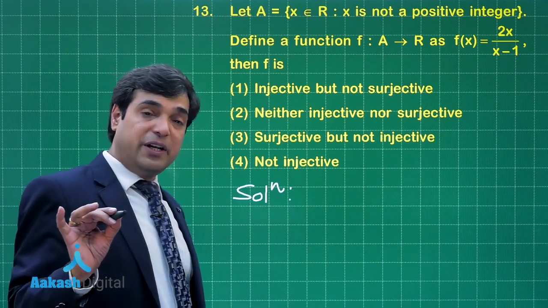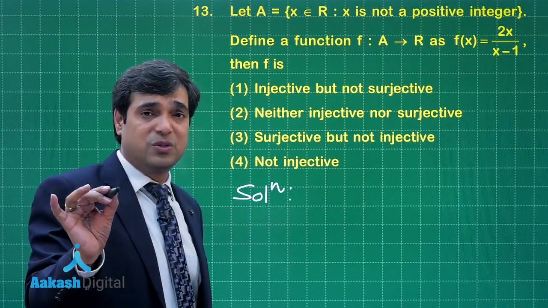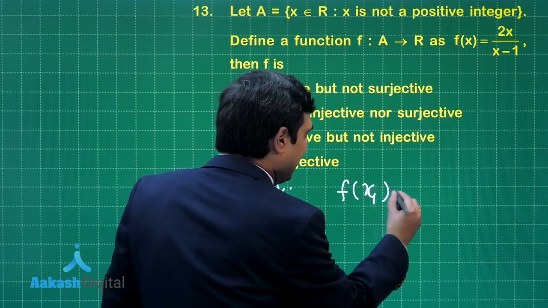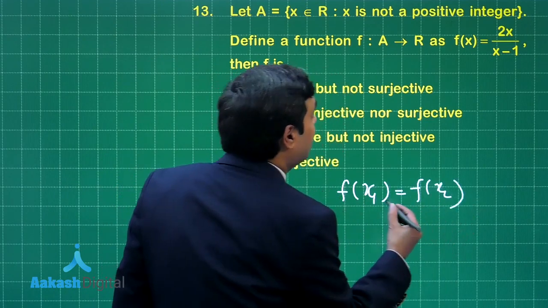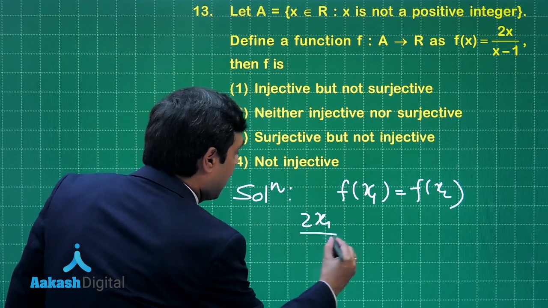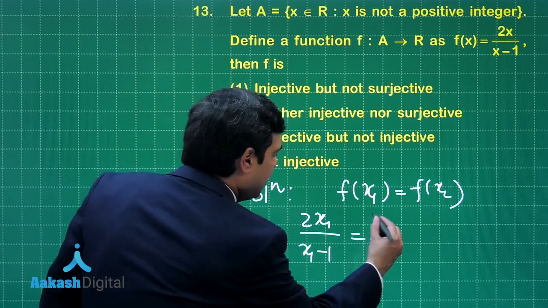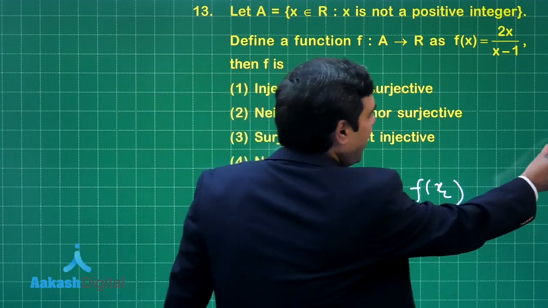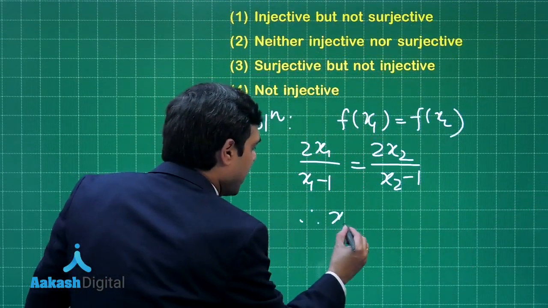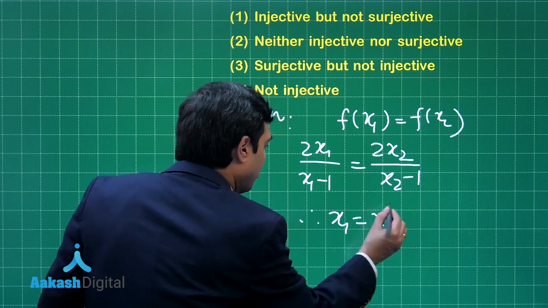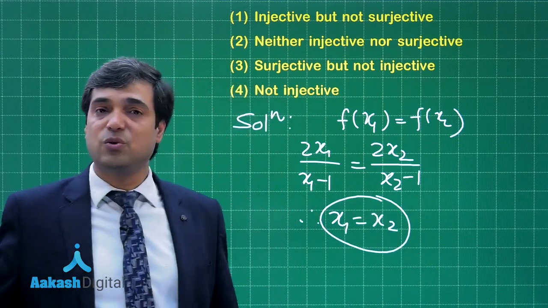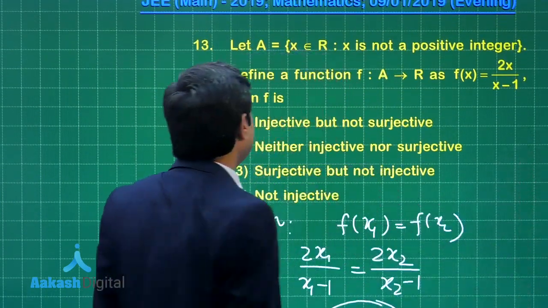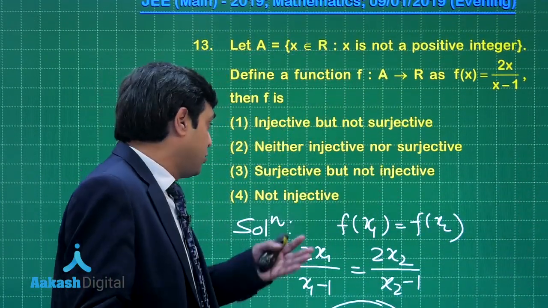For one-one, what we need to see? f(x1) equals f(x2) and the result. So let's go with f(x1) equals f(x2). This is giving us 2x1 upon x1 minus 1 equals 2x2 upon x2 minus 1. Cross multiply and simplify, that gives you x1 equals x2 only. When you get x1 equals x2 only, meaning the function is clearly one-one. Now, the first option says injective but not surjective, we have to check out.